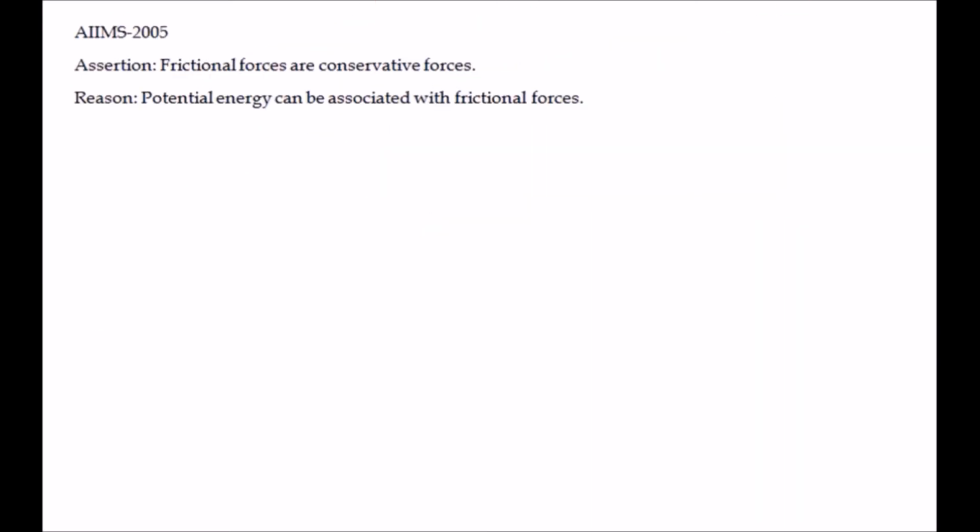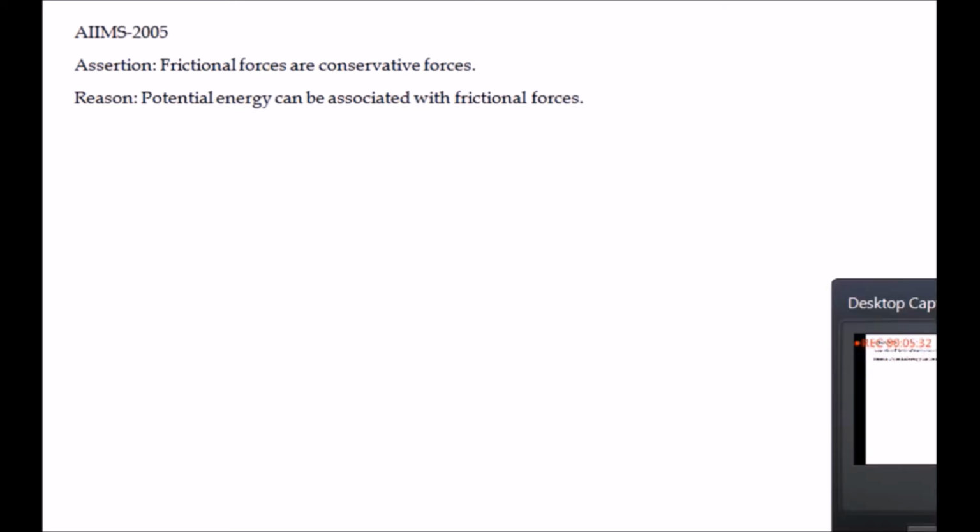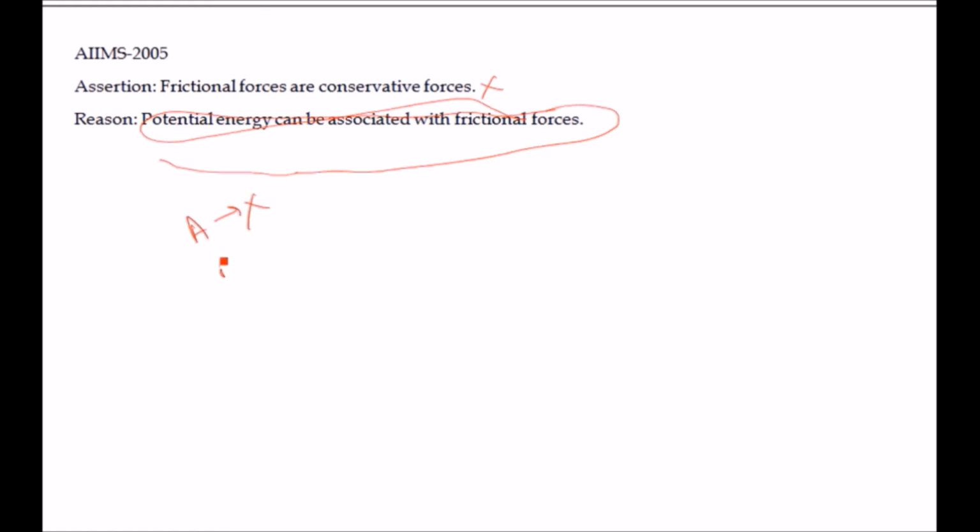So we will see the second problem. It's from AIIMS 2005 and it is assertion reason based. The assertion is that frictional forces are conservative forces, and the reason is that potential energy can be associated with frictional force. So the first statement is clearly wrong. Frictional force is a non-conservative force, we have already learned, and potential energy cannot be associated with frictional force. It will be associated only with gravitational force, spring force or any other conservative force. So the assertion is wrong, the reason is wrong.